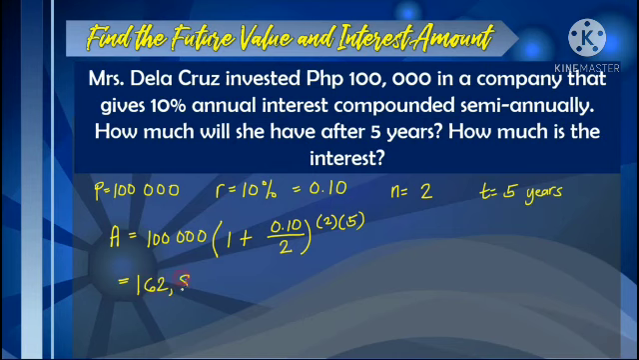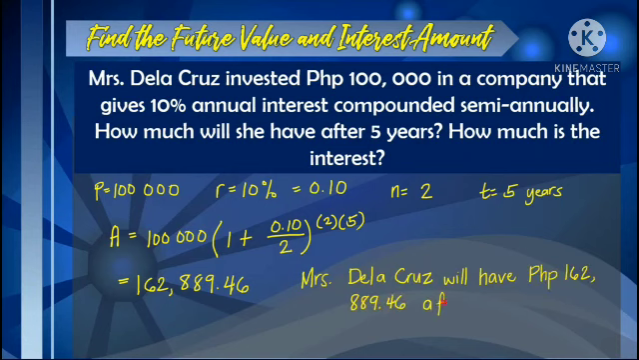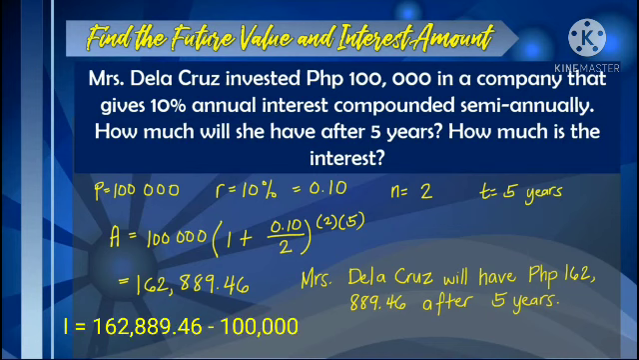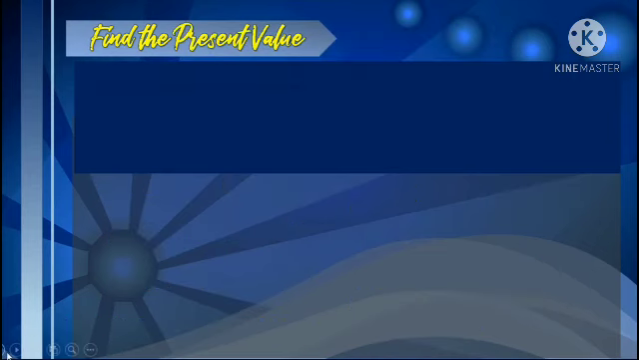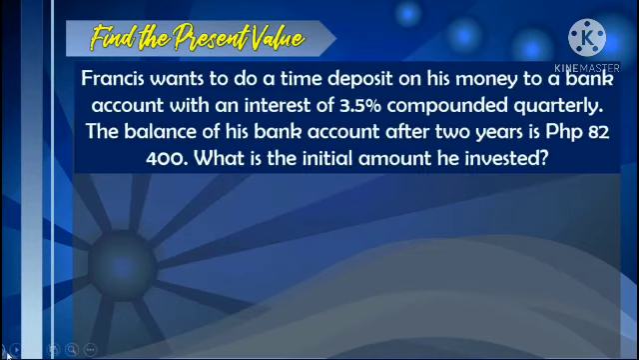Simplifying and calculating, we have 162,889.46. So what is the meaning of this? Means that Mrs. De La Cruz will have 162,889.46 after 5 years. To find or to solve for the amount of interest, we need to subtract 100,000 from 162,889.46. That will give us the value of interest, which is equal to 62,889.46 pesos.